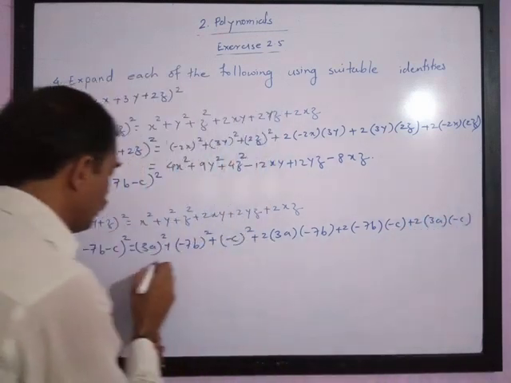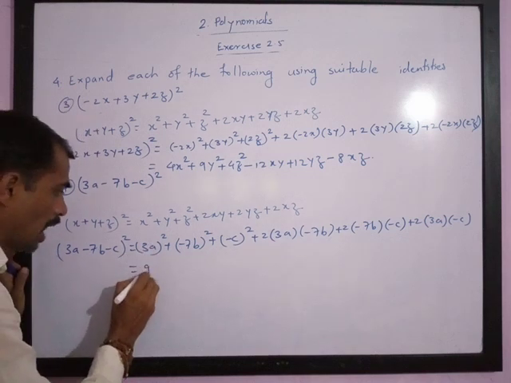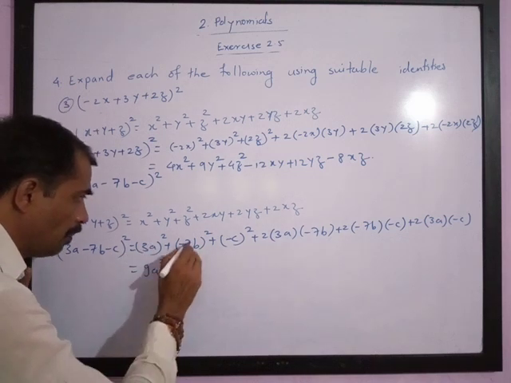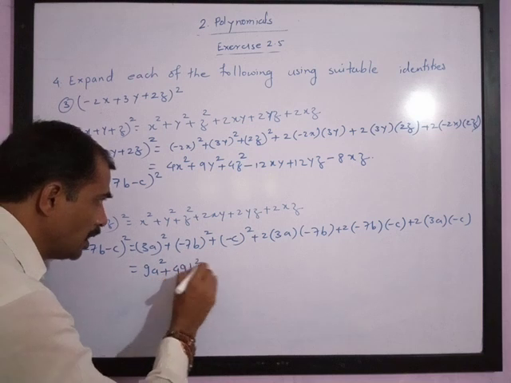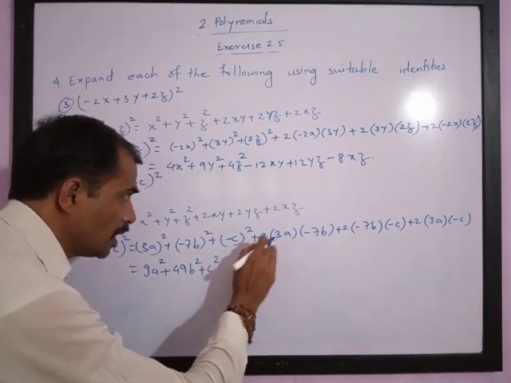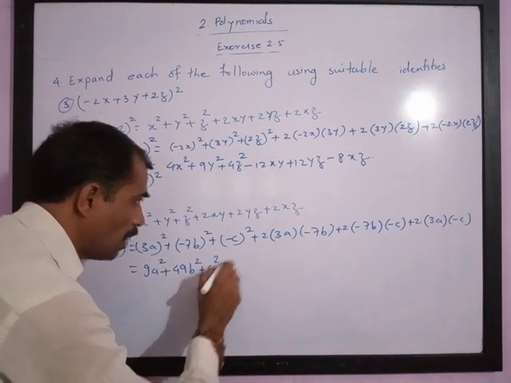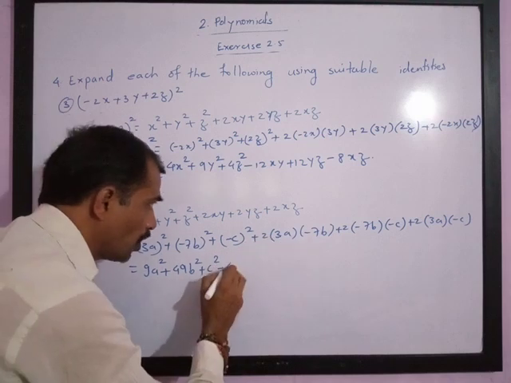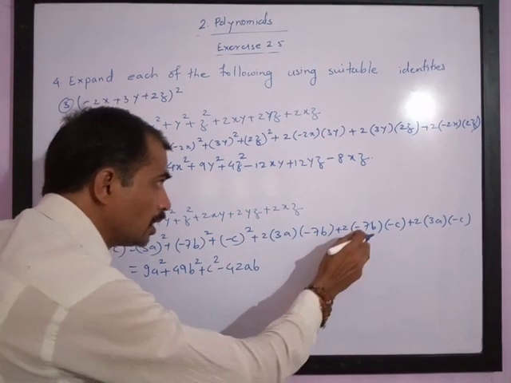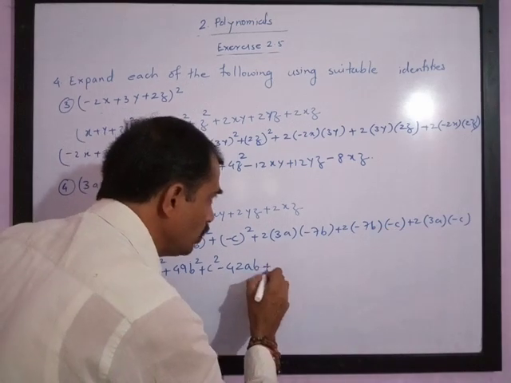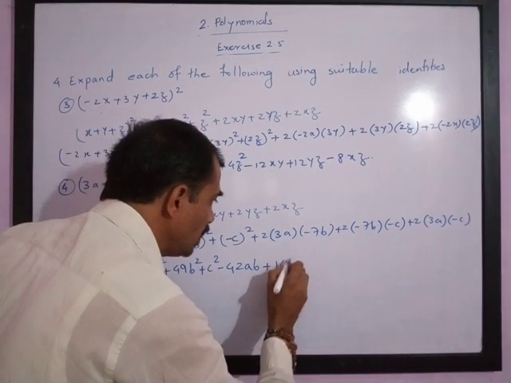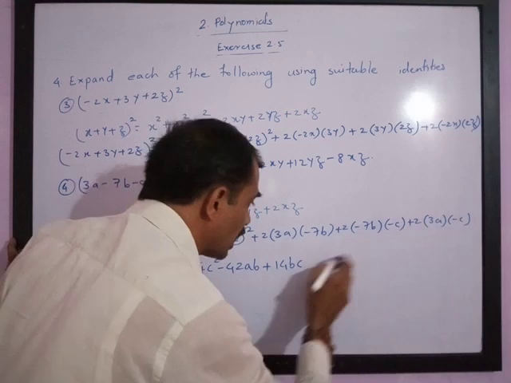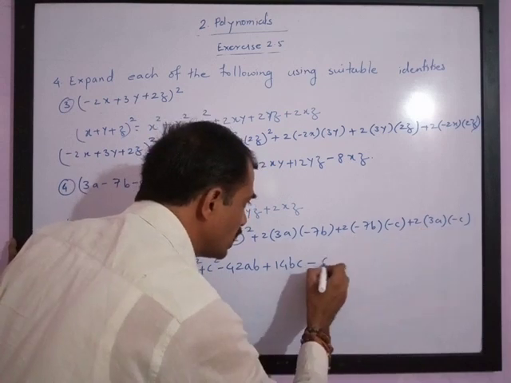So this is equal to square of 3 is 9a square, plus 49b square, plus c square. This will be negative, understand this, minus 3 into 2 is 6, 7 times 6 is 42ab. This will be negative into negative, positive, 7 into 2 is 14bc. And lastly again it will be negative, 3 into 2 is 6ac.